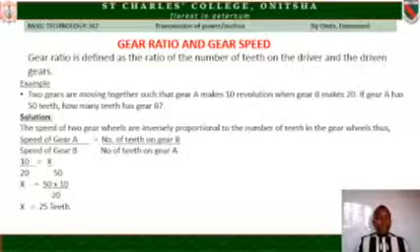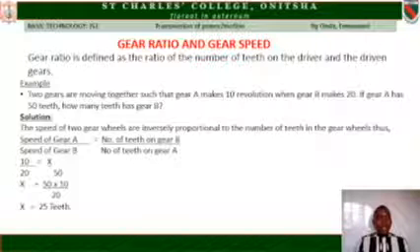Now, don't forget from the question, they say two gears are moving together such that gear A makes 10 revolutions. So the speed of gear A is equal to 10 when gear B makes 20 revolutions. Speed of gear B is 20, and that is equal to number of teeth on gear B, which is not known, X, all over, if gear A has 50 teeth, the teeth on gear A is known, which is 50, while the teeth on gear B is unknown.